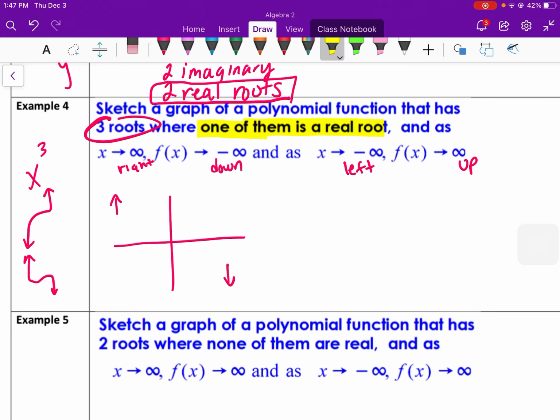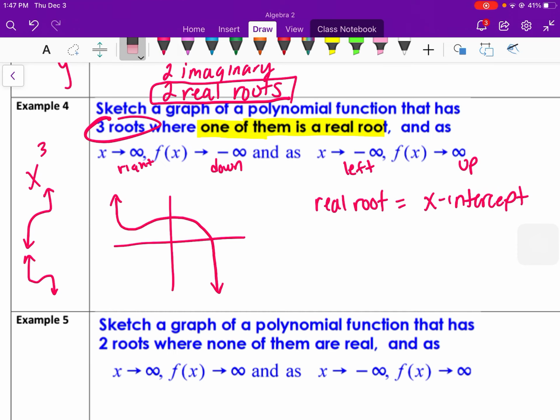It has 1 real root, which means that it has 1 x-intercept. A real root equals an x-intercept. So one x-intercept, down on the right, up on the left, look like that. 3 roots means that it has to have less than or equal to 2 turns because it is an x to the 3rd power, so 1 less than the degree.